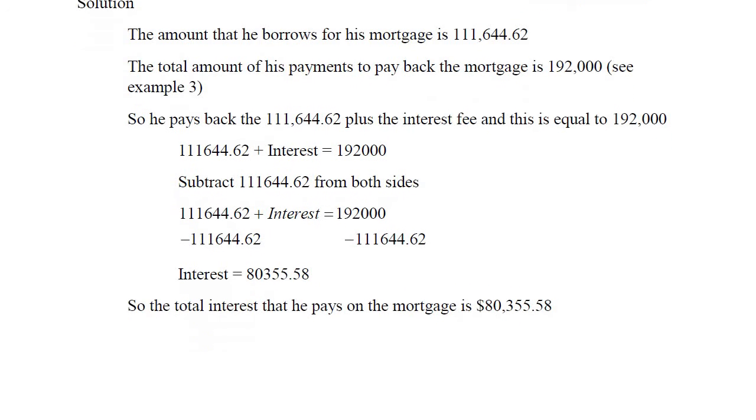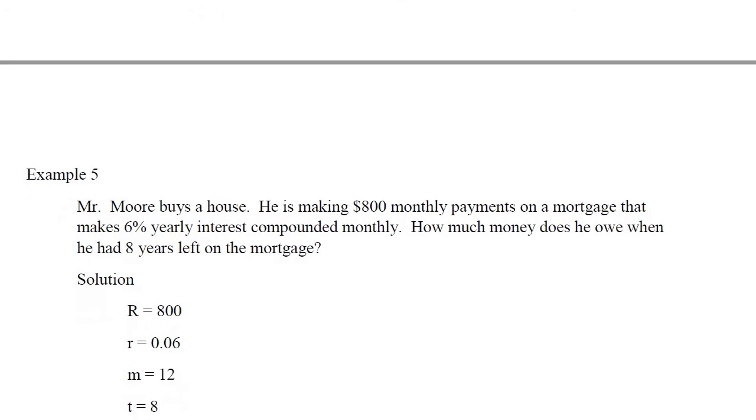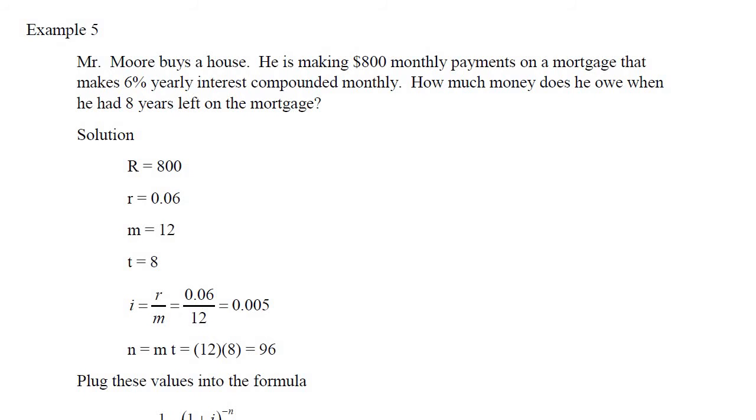Let's take a look at another example. So example 5, Mr. Moore buys a house. He makes $800 monthly payments on that mortgage, and it's a 6% yearly interest rate mortgage, compounded monthly. We want to know how much money does he owe when he has 8 years left on the mortgage. When there's 8 years left, how much does he still owe on that house?